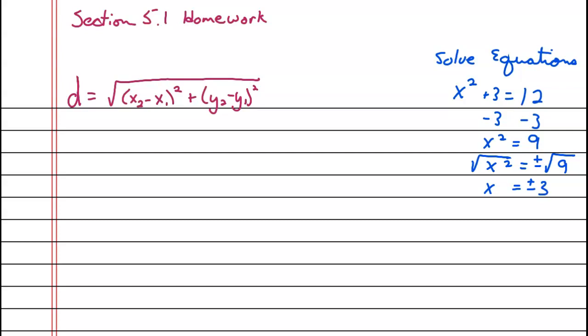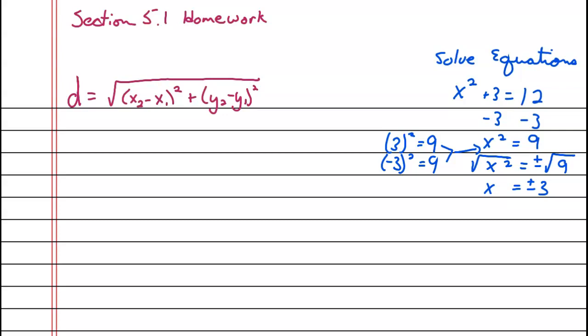The reason why we have to take the plus or minus is because think about x squared equaling 9. I can put a positive 3 in there, and that would equal 9. Or I could put a negative 3 in there, and that would also equal 9. So this is why we have to pay attention to the positive and negative square root when we're solving equations.